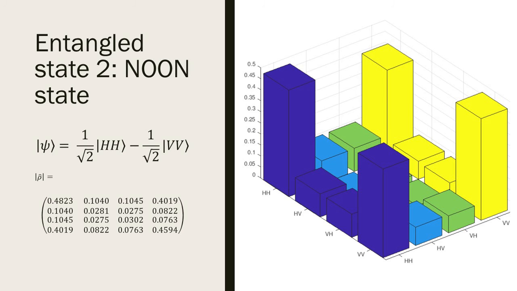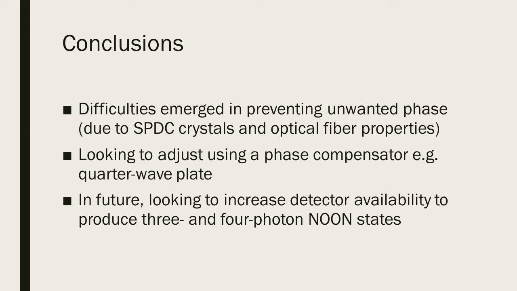And this small amount of error came from inherent issues with our SPDC crystals and our optical fibers. While it was passing through, a dispersion was created, which changed the phase of one of the light beams. And through the optical fibers, there was also an additional dispersion that compounded between those two.